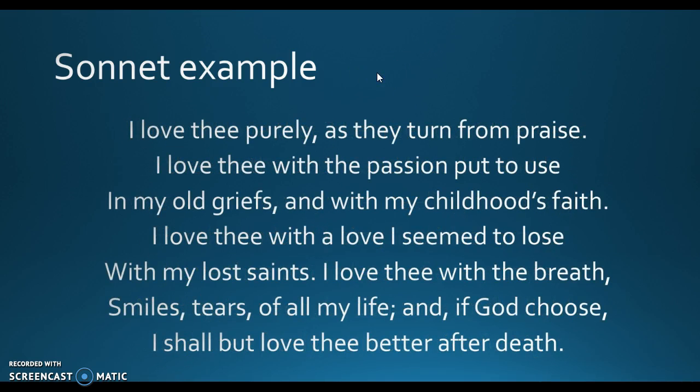I love thee purely as they turn from praise. I love thee with a passion put to use in my old griefs, and with my childhood's faith. Oh, sorry. I almost read that correctly.